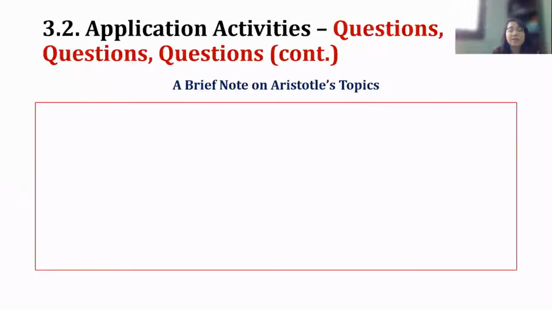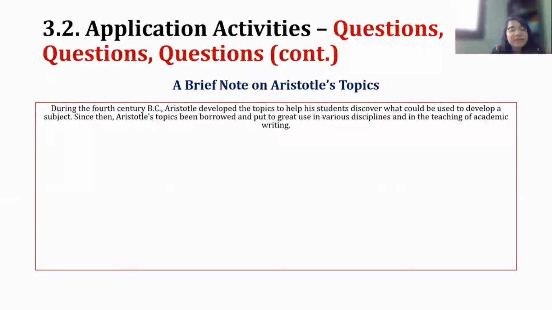Some notes on Aristotle's topics. Let's find out. During the 4th century before Christ, Aristotle developed the topics to help his students discover what could be used to develop a subject. Since then, Aristotle's topics have been borrowed and put to great use in various disciplines and in teaching of academic writing. So it was previously used for academic writing, but now as time goes by, it's used in various settings of academic communication. So by using Aristotle's topics, we will have more guidance in how to develop a subject or a topic in a group discussion.